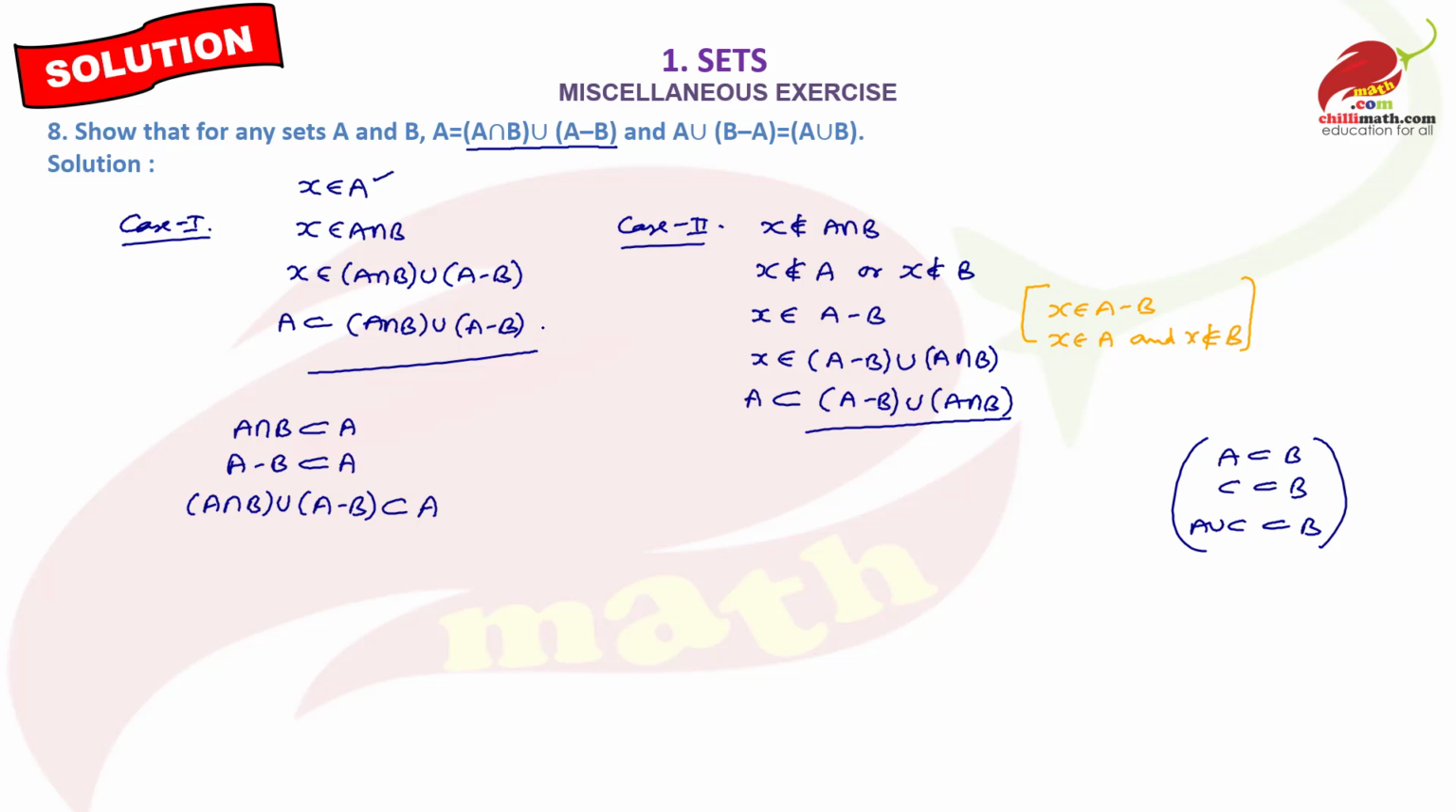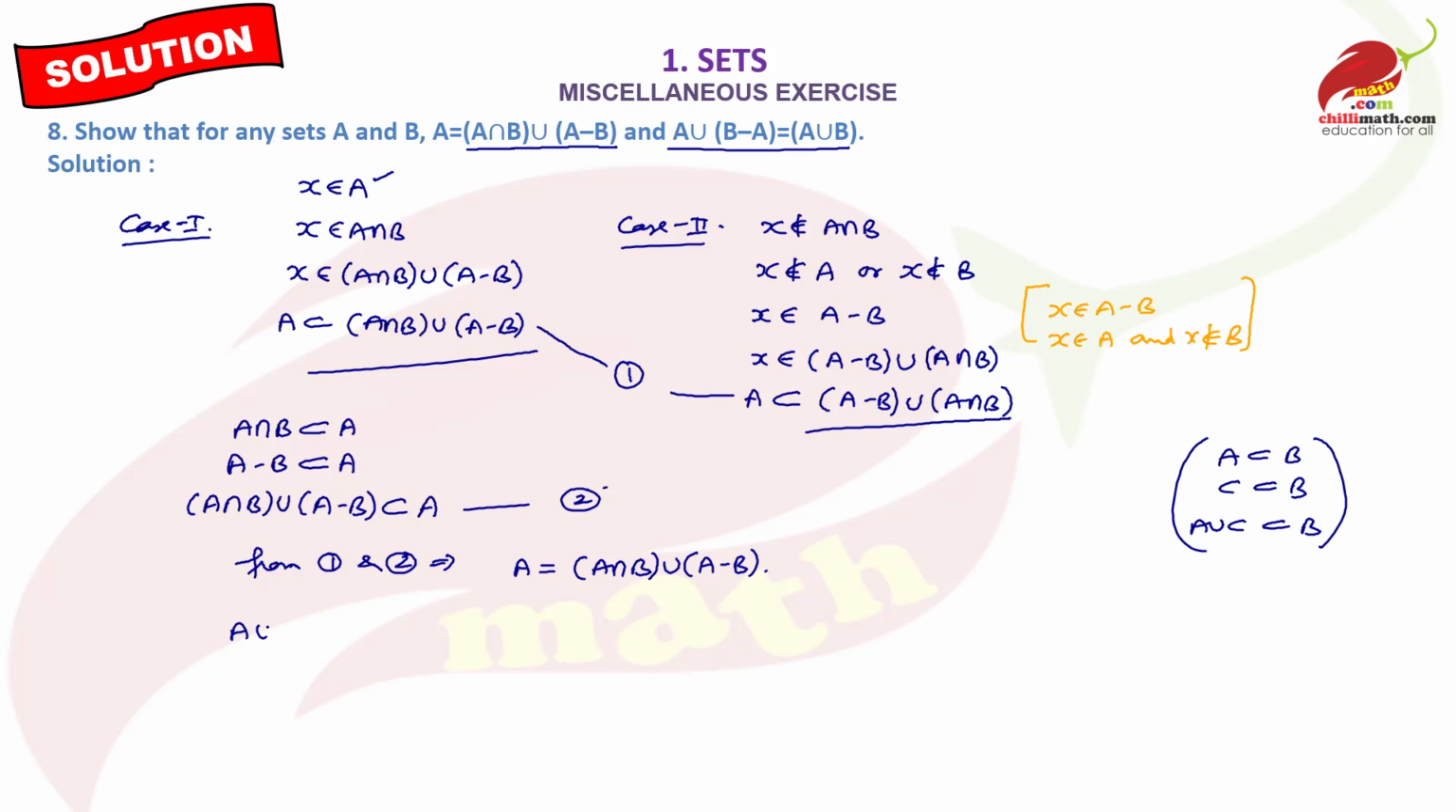So combining these results, both the equations, let us mark this equation number 1 and this as equation number 2. So from 1 and 2, we get A is equal to (A intersection B) union (A minus B). Next part is prove that A union (B minus A) is equal to A union B.